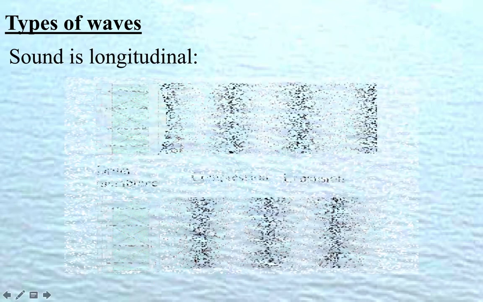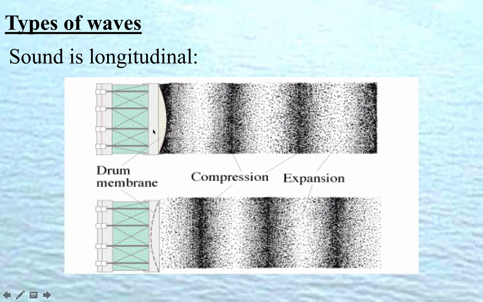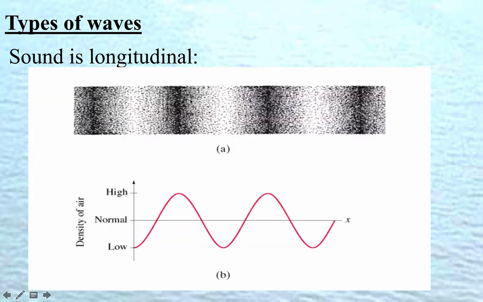I have some demonstrations. So sound is actually a longitudinal wave. A speaker or a drum membrane will move this way and make compressions and expansions and compressions like that. And if you graph the pressure or the density of the air, you get a nice little thing that looks like a wave. But this is a graph of density. Here it's highly dense, here it's less dense.